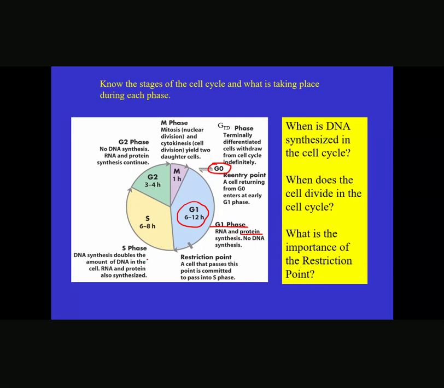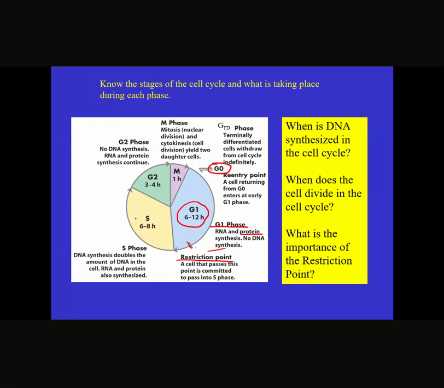Then we have a restriction point. At that restriction point, we check the DNA to make certain that all of the DNA is healthy. We need to check to make certain there's no damaged DNA, no chemical mutations, no missing bases, no mismatched bases. That has to be all checked before we do DNA synthesis. Otherwise, we'd have mitotic catastrophe.